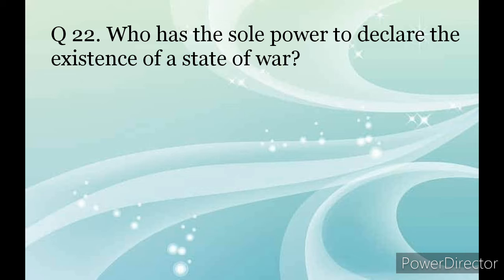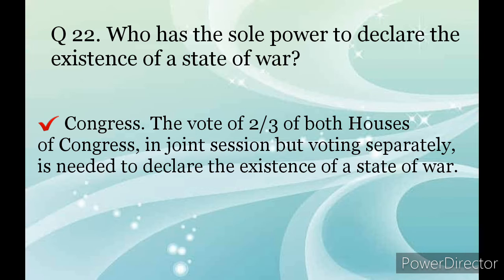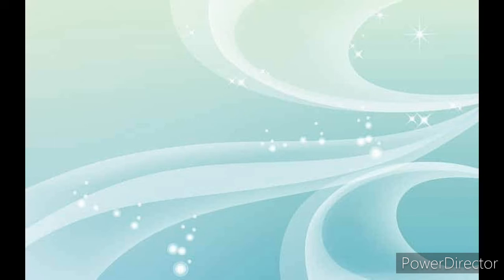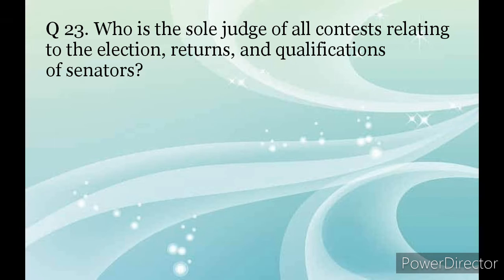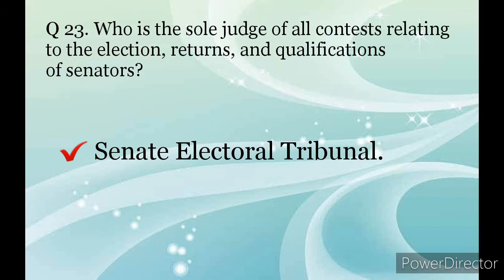Question 22. Who has the sole power to declare the existence of a state of war? Answer. Congress. The vote of 2/3 of both houses of Congress, in joint session but voting separately, is needed to declare the existence of a state of war. Question 23. Who is the sole judge of all contests relating to the election, returns, and qualifications of senators? Answer. Senate Electoral Tribunal.